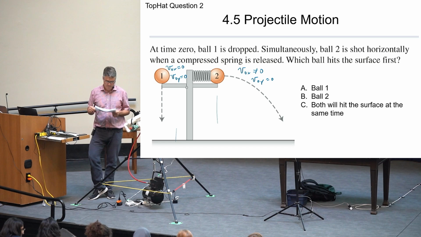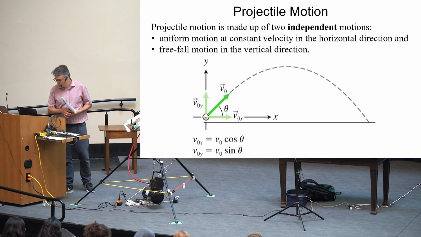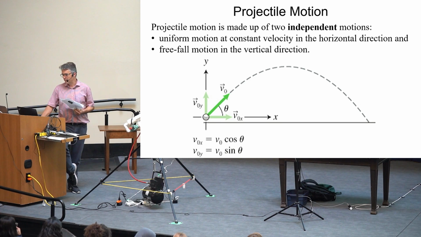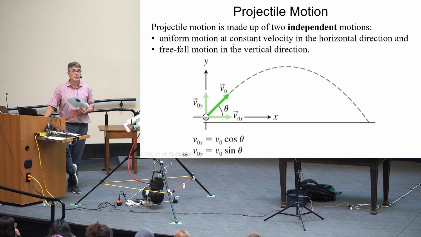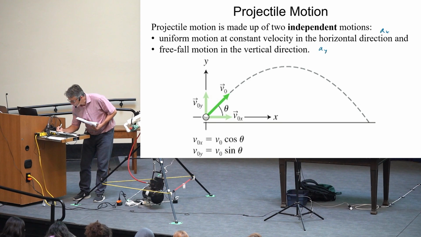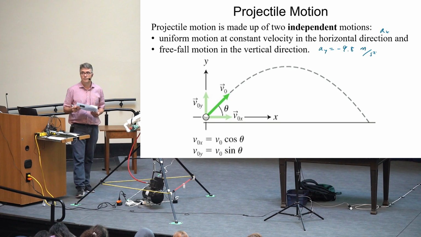So I'll just show you a couple quick slides, and then we'll try to do this demo here. Projectile motion is made up of two independent motions. It's uniform motion at constant velocity in the X direction, and free fall in the vertical direction. So you've done both of these. Acceleration A sub X is zero, right? And A sub Y is negative 9.8. You know how to deal with both of those, so you just deal with both separately.